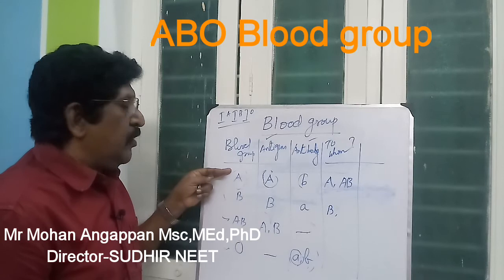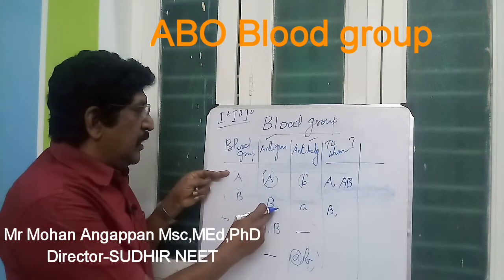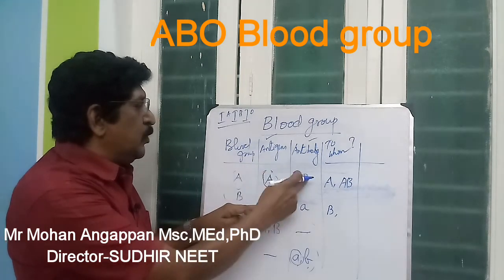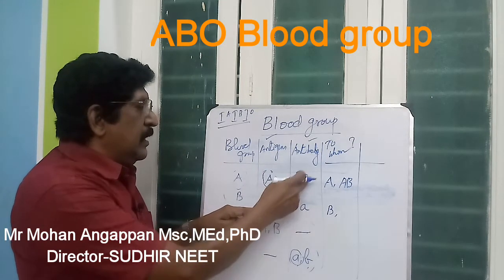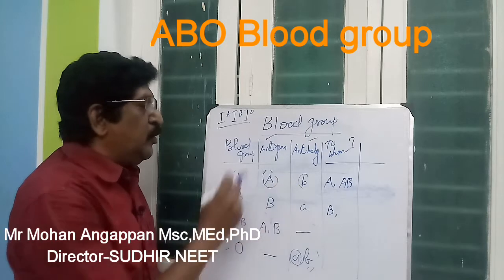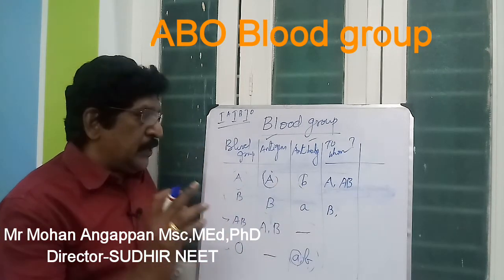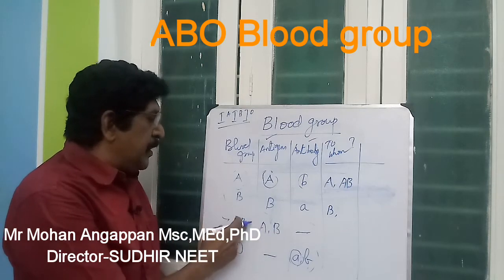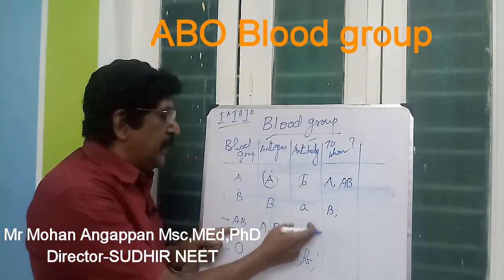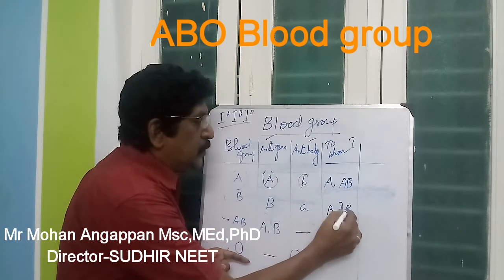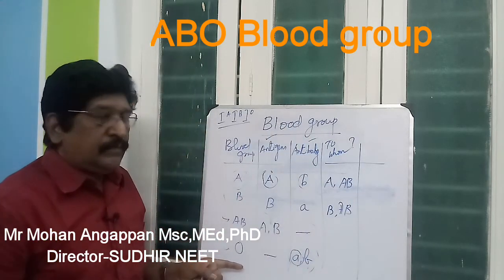Likewise, B cannot donate blood to A group because the B antigen of the B group and the recipient's A group antibody B react together to agglutinate. So, B cannot donate blood to A. So here AB, I already told you there is no antibody, so no reaction. So B can donate blood to AB.